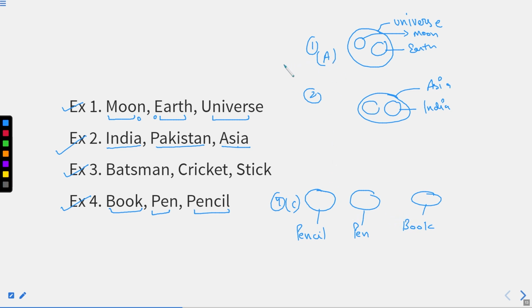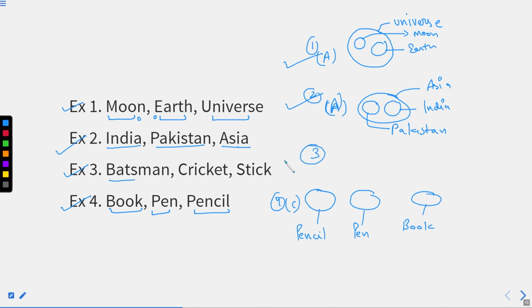Now, we have discussed question number 1. We have represented them with the help of this diagram. Question number 2, we have discussed. Again, option A is there, and we have discussed it with the diagram, right? For question number 4, we are using 3 different circles in order to represent 3 different things.